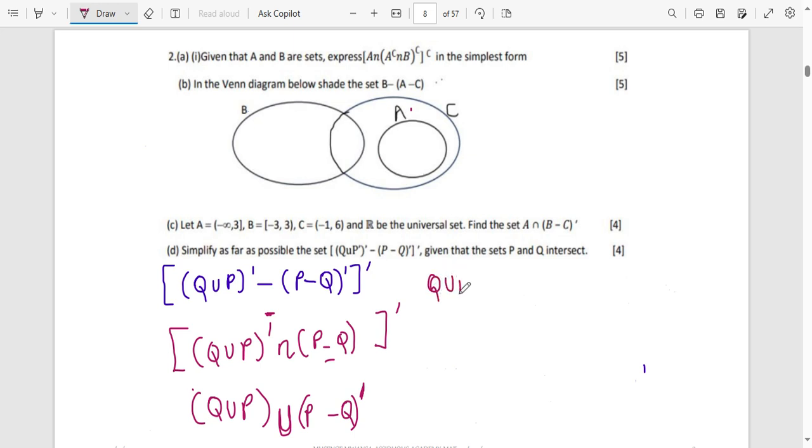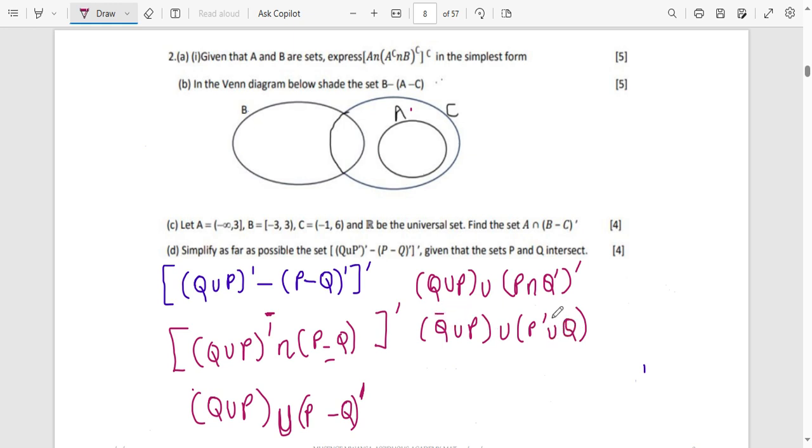This is Q union P, and then union. Now what is inside, I'll change again. It becomes P, where there is minus I put intersection, to be Q complement. Remember there's another complement outside. And this is going to be Q union P union. If I distribute the complement outside, it will become P complement. The sign changes inside, it becomes union. Then it becomes Q.